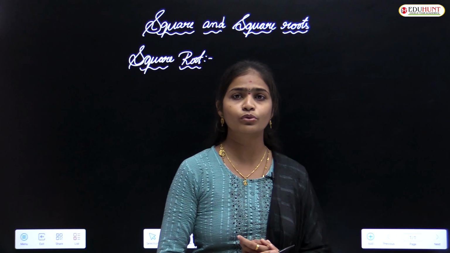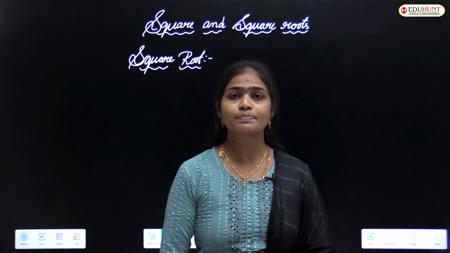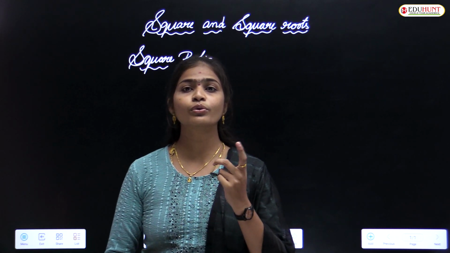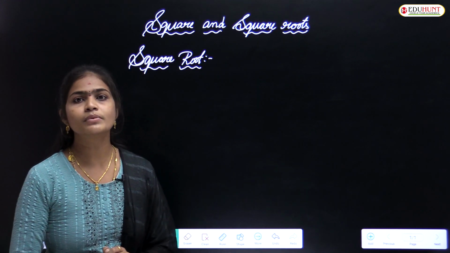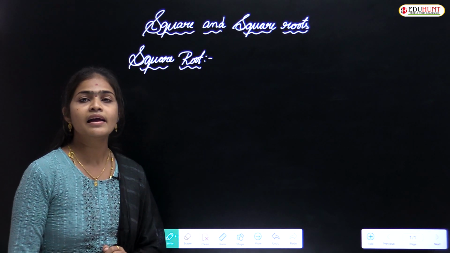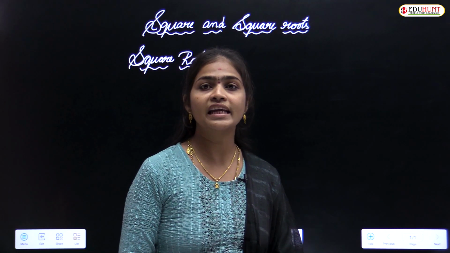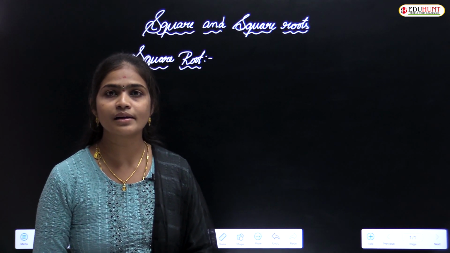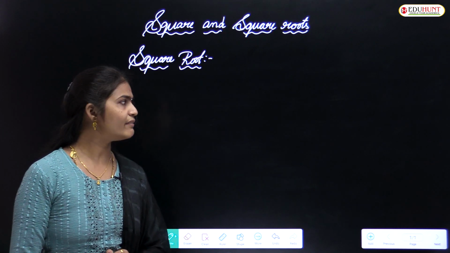Before going to square root, what is a square? A square means a number which can be expressed as the product of two equal factors, or two equal natural numbers. So if a number can be expressed as the product of two equal factors, then that number is called the square of the given number.